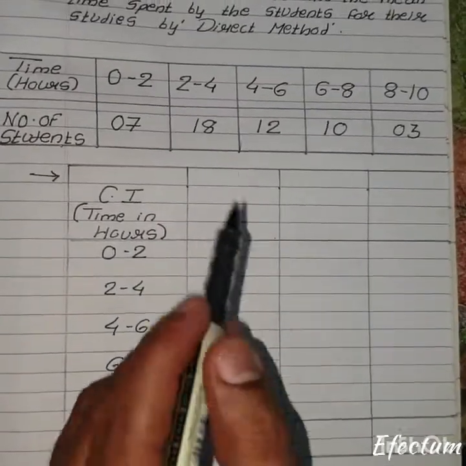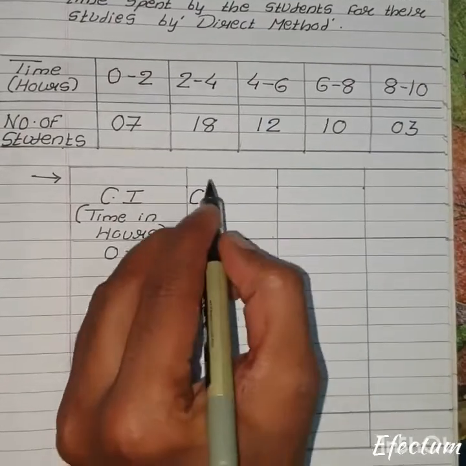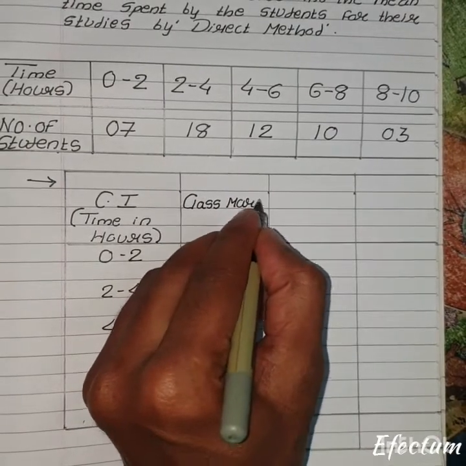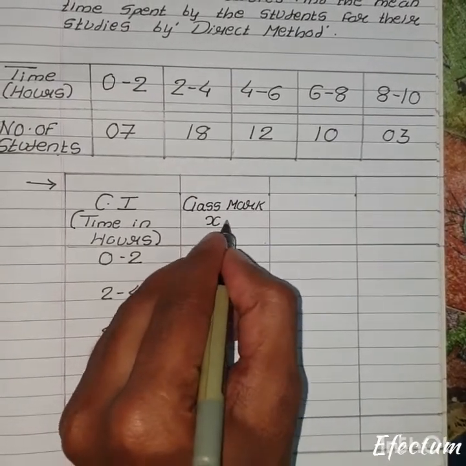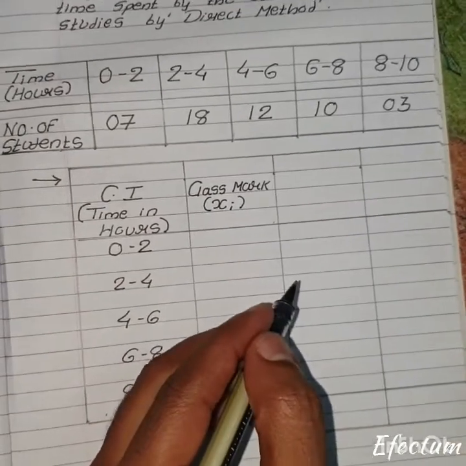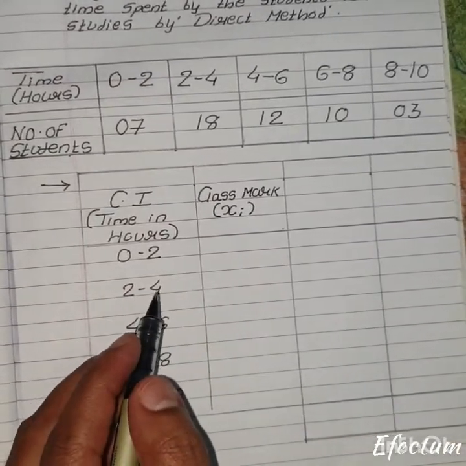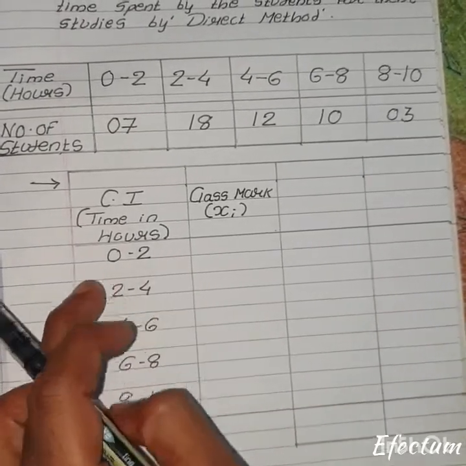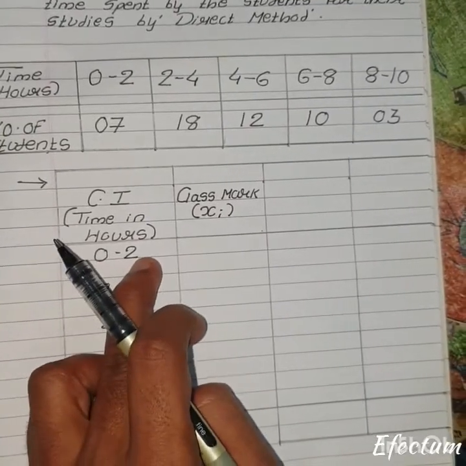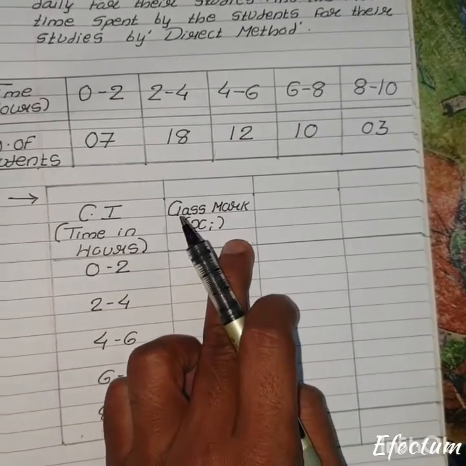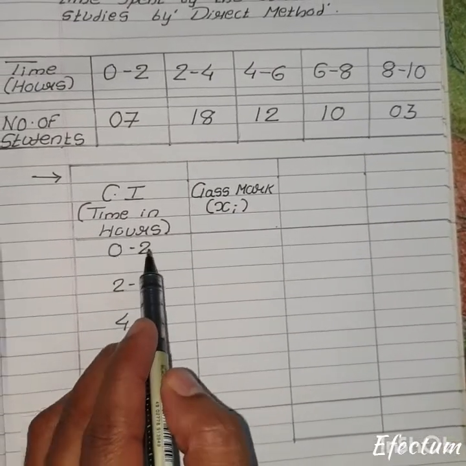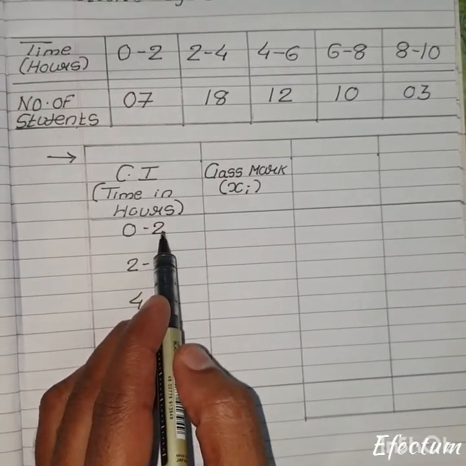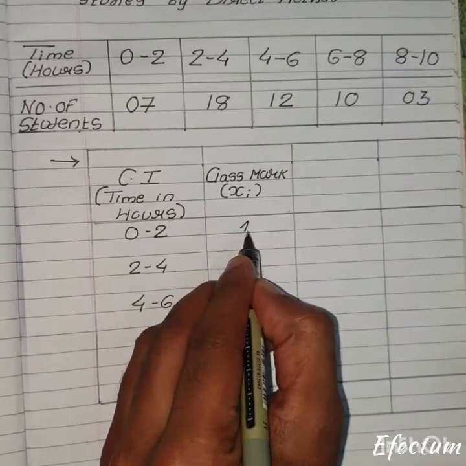Now second column we will find out class mark. Class mark is denoted by xi, x of I. Now in 9th standard already we have seen how to find out class mark. Let's revise it. Now if we are talking about the first class 0 to 2, 0 is my lower limit whereas 2 is my upper limit. Now how to find out class mark? Class mark is equal to lower limit plus upper limit divided by 2. So in this case 0 plus 2 is 2. 2 divided by 2 we will get 1.